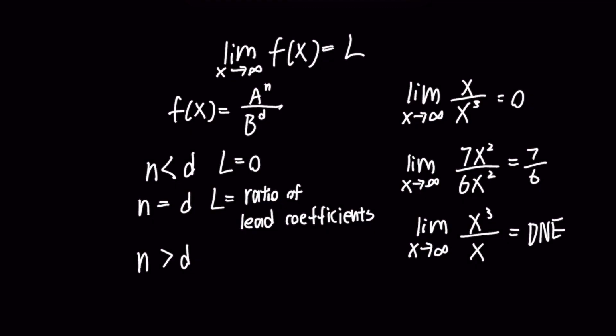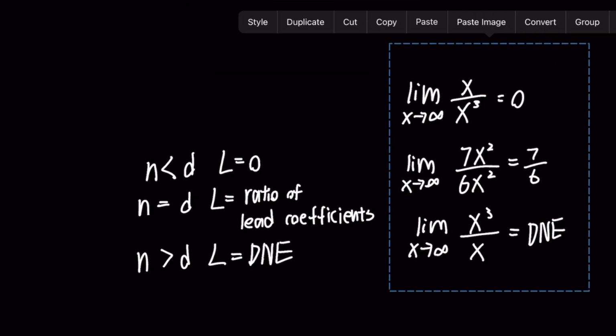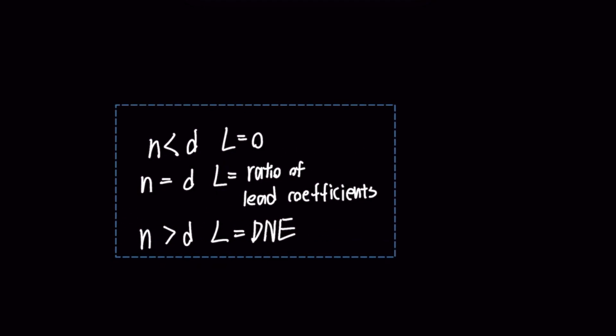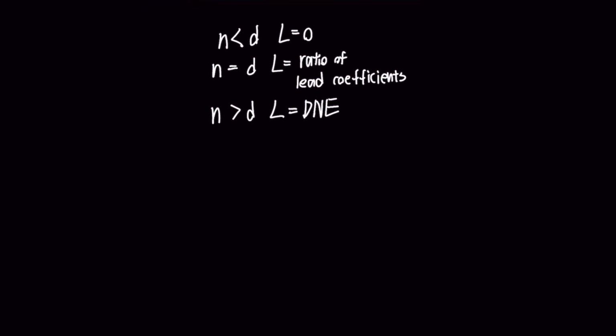So if the degree of the numerator is bigger than the degree of the denominator, then the limit does not exist. Okay, so really all you have to look at are these things right here. So I'm going to put these right here for you to reference, and we're going to do some practice problems.